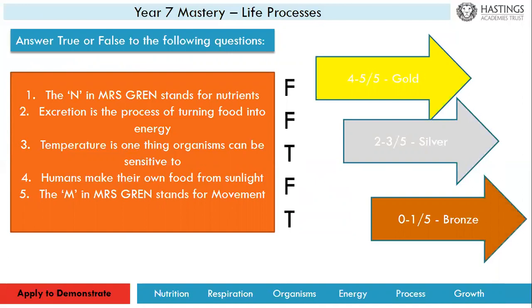Doesn't stand for nutrients, it's nutrition. Excretion is the process of turning food into energy. That is false. Turning food into energy is respiration. Excretion, we know what that is. Temperature is one thing organisms can be sensitive to. That is true. Humans make their own food from sunlight. That is false. You probably know that. And the M in Mrs Gren is for movement. That one is true.